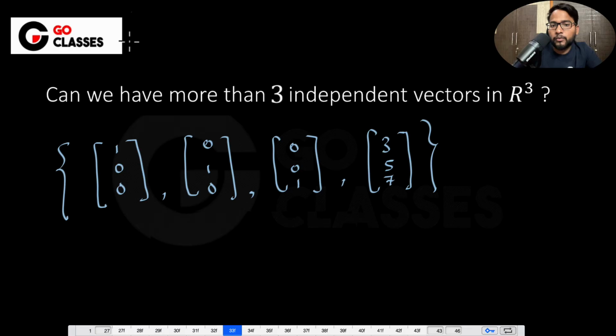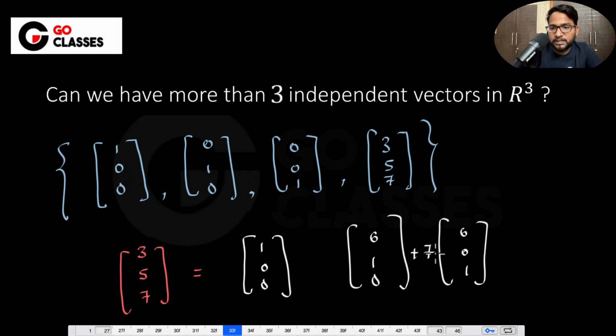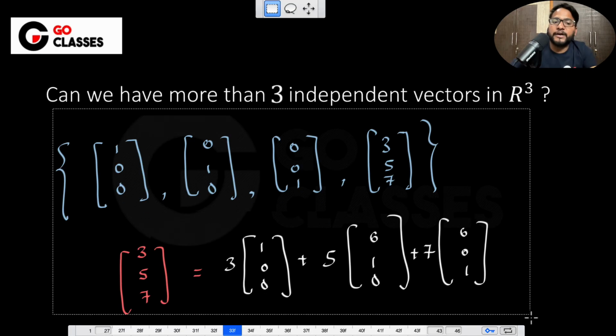Why? Because you will say that 3 5 7 can be represented as a linear combination of the other 3 vectors, 1 0 0, 0 1 0 and 0 0 1. You can multiply the first vector by 3, the second by 5, and the third by 7, and then you get 3 5 7. So 3 5 7 is linearly dependent on these 3 vectors. That's why this set is a set of linearly dependent vectors, right?